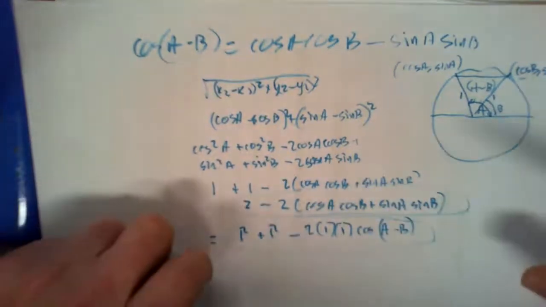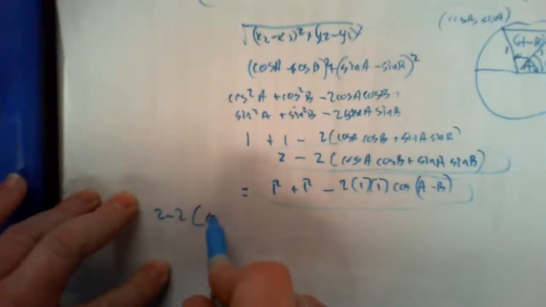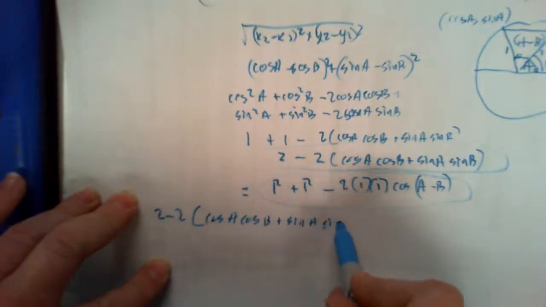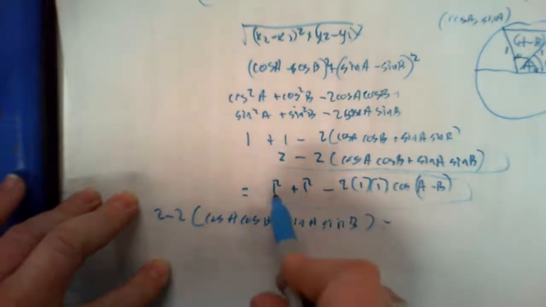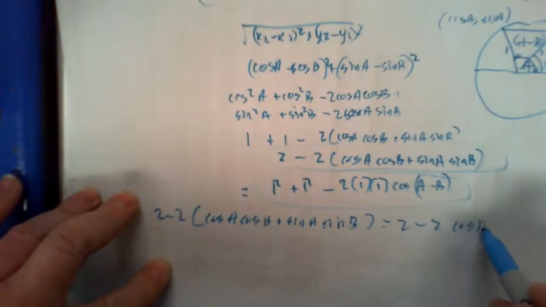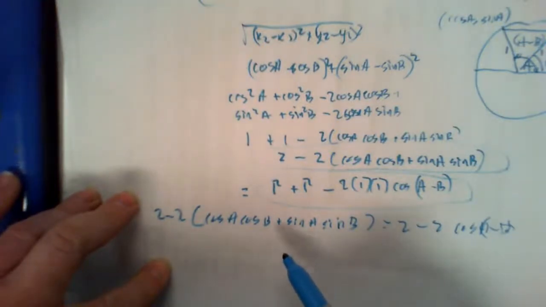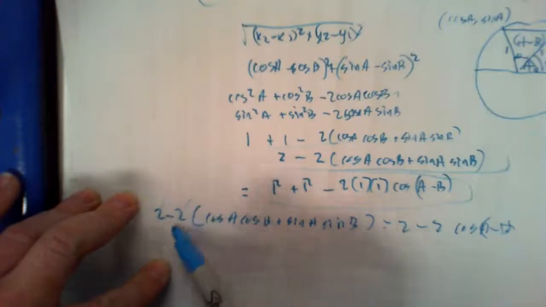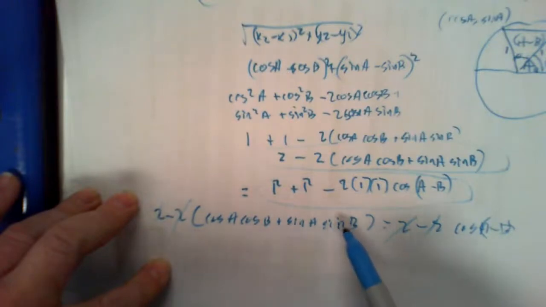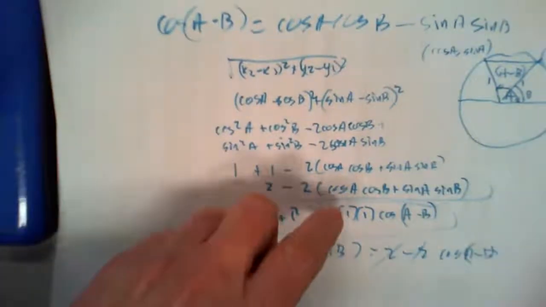Making the two of these equal to each other, 2 minus 2(cos A cos B plus sine A sine B) equals 2 minus 2 cos(A minus B). You can see everything cancels, apart from cos(A minus B) is equal to cos A cos B plus sine A sine B, which is what we wanted at the start. So that's your first proof done.